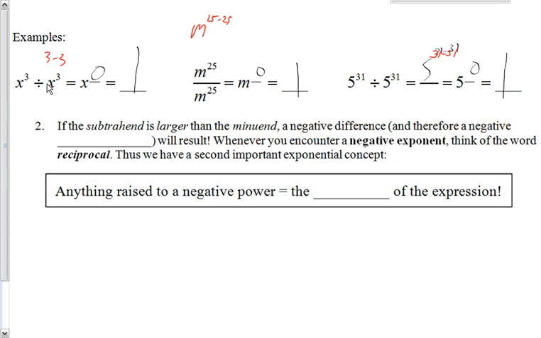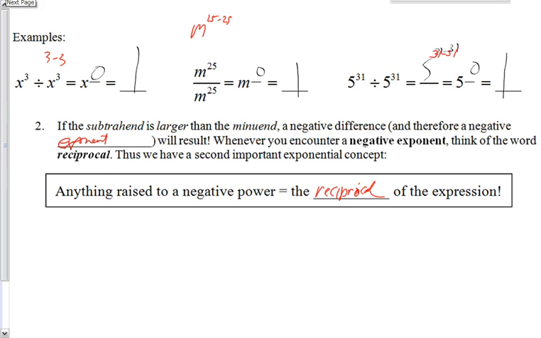However, if what you are subtracting is bigger than what you have, you get a negative difference, or a negative exponent. And whenever that happens, you have to think reciprocal. I know it sounds weird, but when you have a negative exponent, you have to think reciprocal. Anything raised to a negative power is the reciprocal of the expression. You're going to flip it.